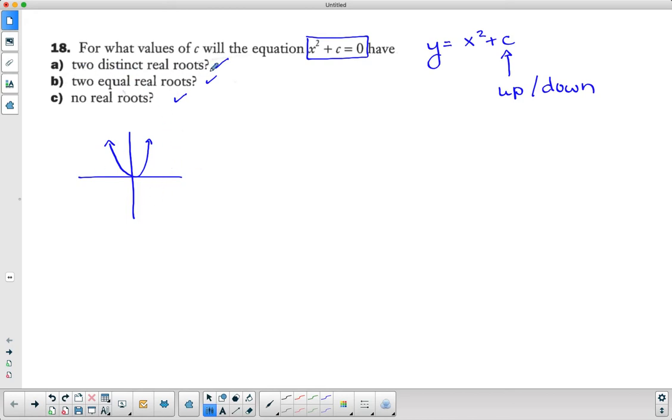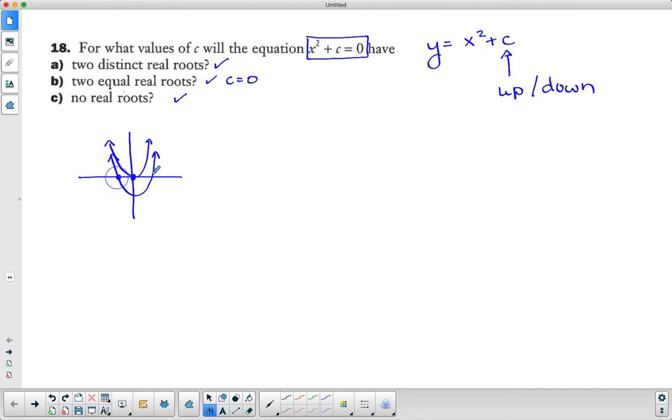So for the first one, 2 distinct real roots means that it has to cross twice. Right now, it's just sitting on the x-axis, so it only has 1 distinct root, which is the same as saying it has 2 equal roots. So currently, with no c on there, or in other words, a c equal to 0, we're satisfying this equal roots case.